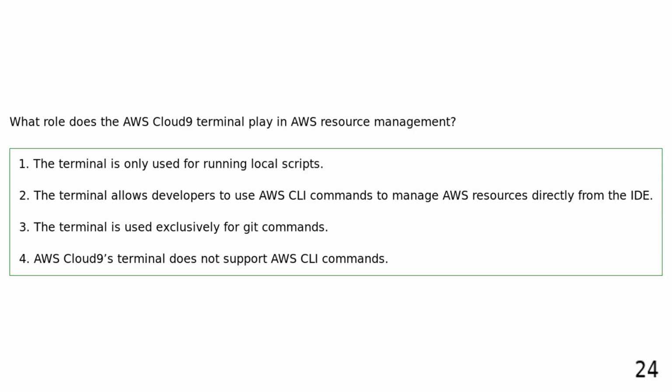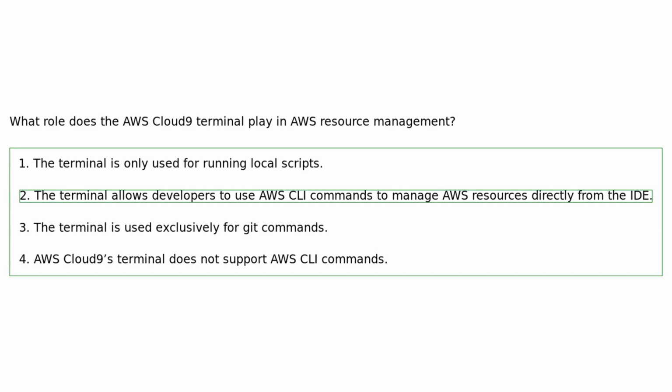What role does the AWS Cloud9 terminal play in AWS resource management? The terminal is only used for running local scripts. The terminal allows developers to use AWS CLI commands to manage AWS resources directly from the IDE. The terminal is used exclusively for Git commands. AWS Cloud9's terminal does not support AWS CLI commands. AWS Cloud9's terminal provides the capability to run AWS CLI commands, enabling direct management of AWS resources from the IDE.